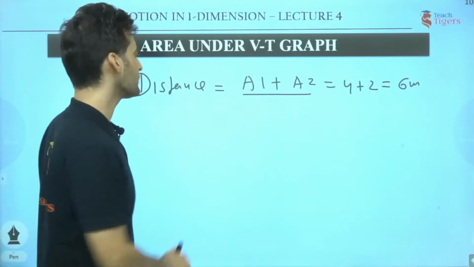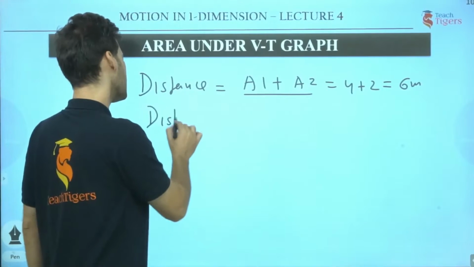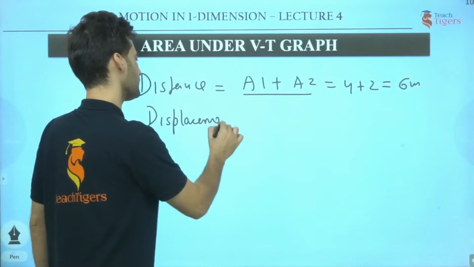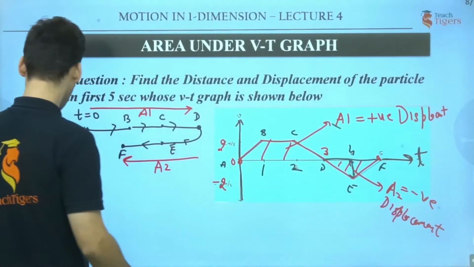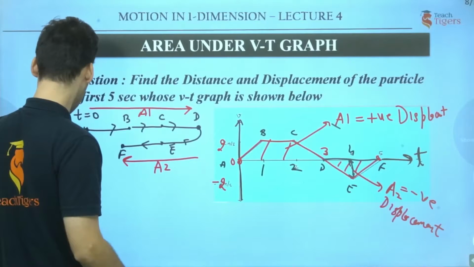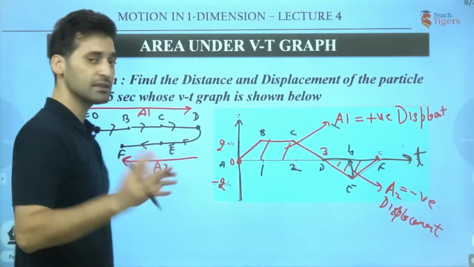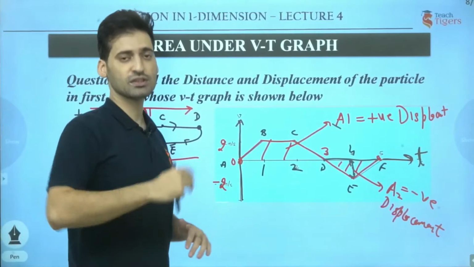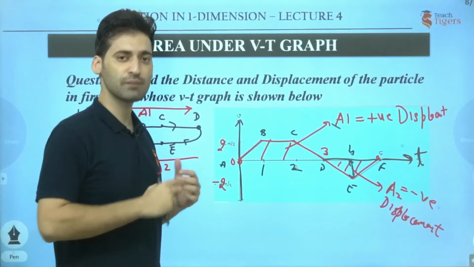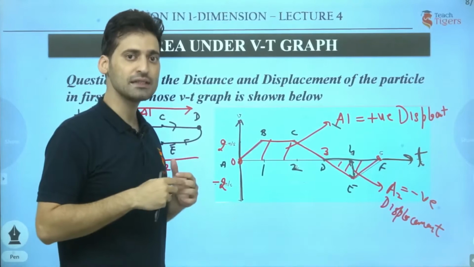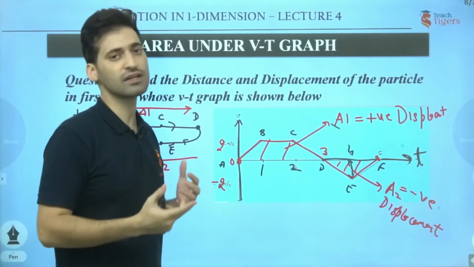But if you are asked about the displacement, let's say they are asking me about displacement, now remember the definition of displacement. So what is displacement? Remember it, displacement is the shortest distance between initial and final point. Displacement does not depend on the length of the path, but it only depends on the initial and final point.